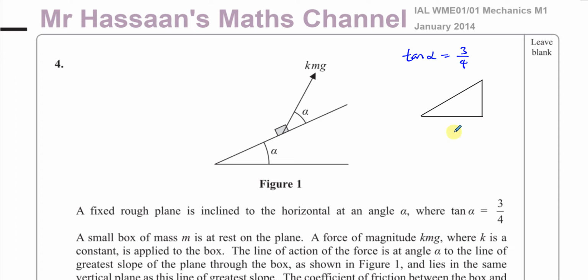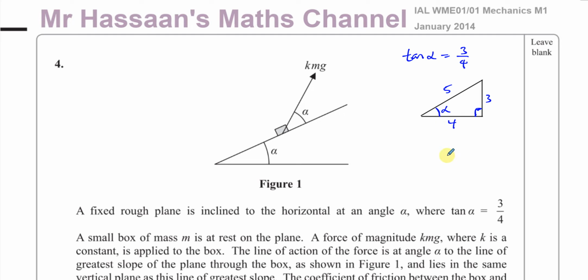This is the right angle, and if we call this alpha, then this would be the opposite, and this would be the adjacent. Tan of alpha is 3/4 in this triangle. That's true. And in this particular triangle, the hypotenuse would be 5. A 3, 4, 5 triangle. The square root of 3 squared plus 4 squared gives us 5.